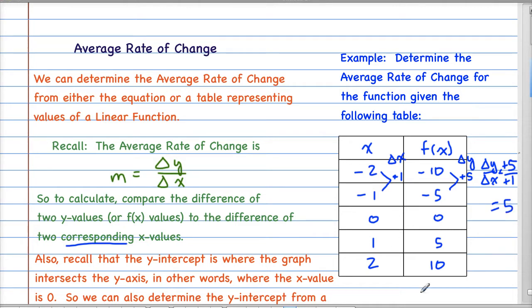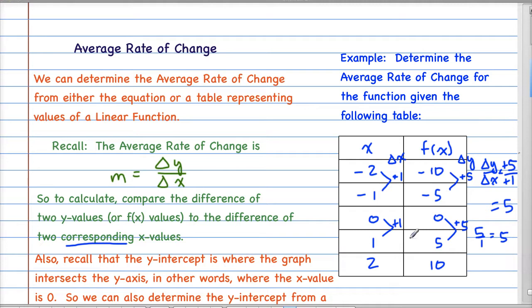Now compare that with any other values. So here, let's compare between 0 and 1. Again, delta x is +1, and between 0 and 5, delta y is +5. So again, I have 5 over 1 to compare my two rates of change, or my change of y over change of x. So that would simplify again to be 5.